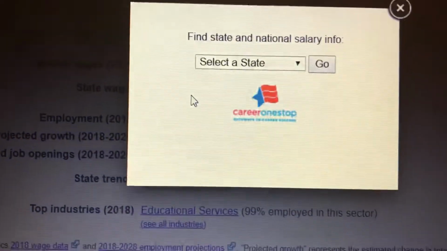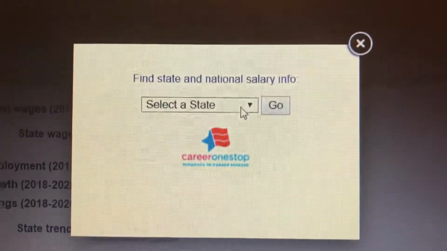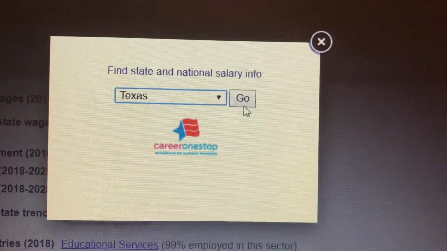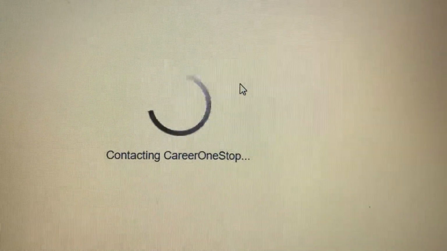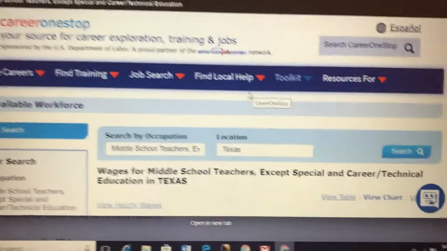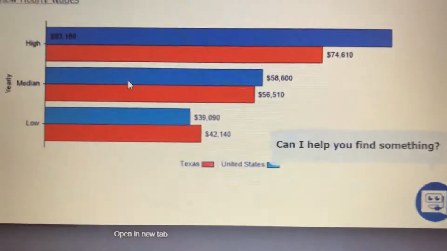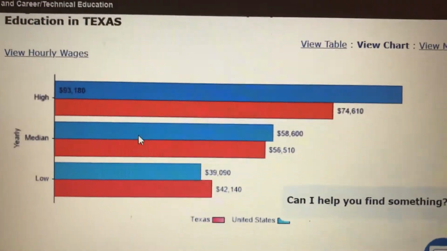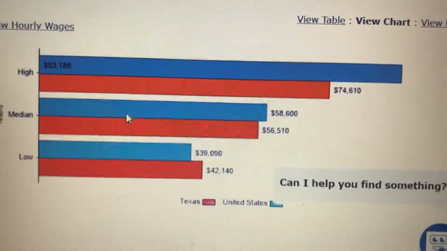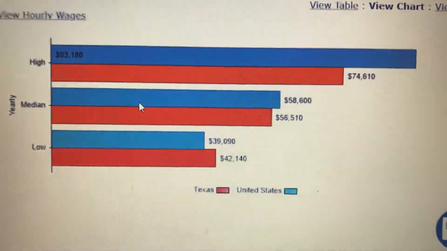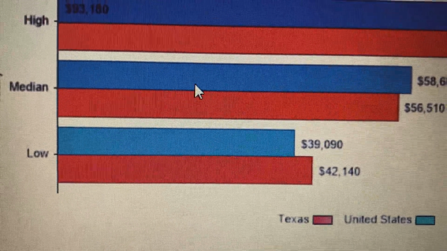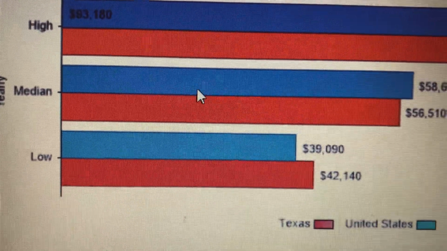You can go in and click on local salaries, and you can select by state. And if I scroll down to Texas and click go, okay. So this is showing, there's a bar graph, and it shows Texas in red, the United States in blue. So the United States has a low beginning salary. Okay. So in Texas, you start out about 42,000. In the U.S., collectively about 39.